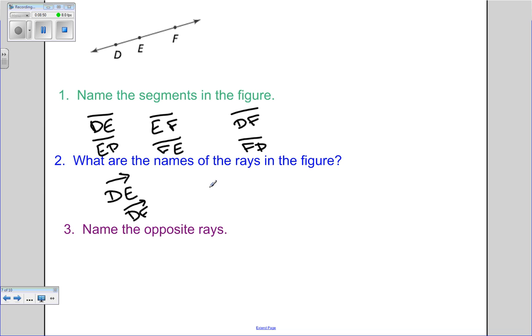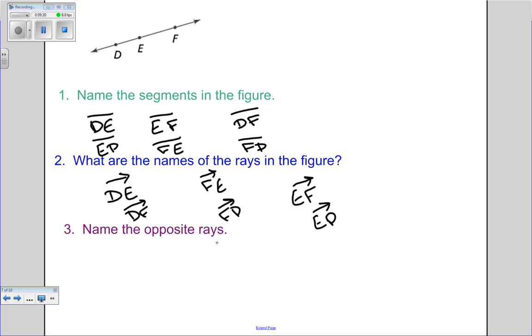Now, what if I pick, let's go with F as my endpoint. If F is my endpoint, I have to go to the left. So I can name that ray FE, or I could name that ray FD. Now, what if I picked E as my endpoint? If E is my endpoint, I could go towards F for ray EF, or if E is my endpoint, I could go towards D, so that I could have ray ED. All right.